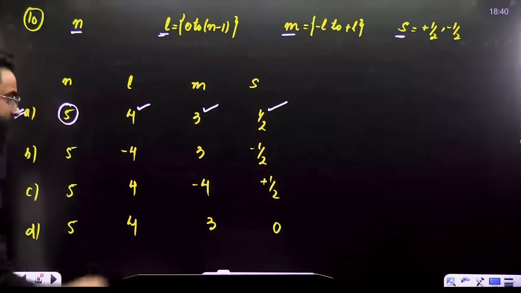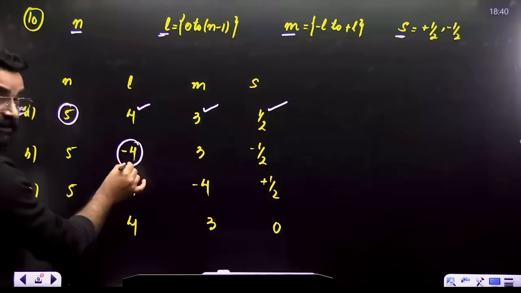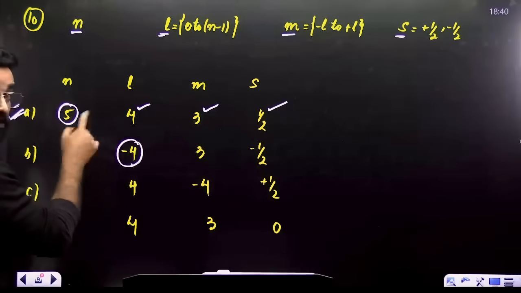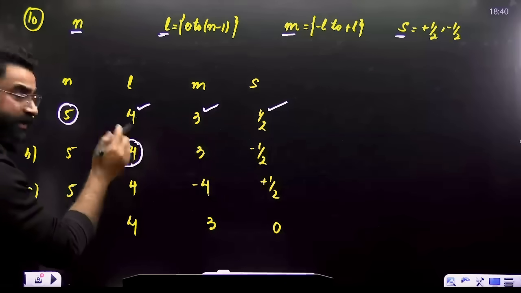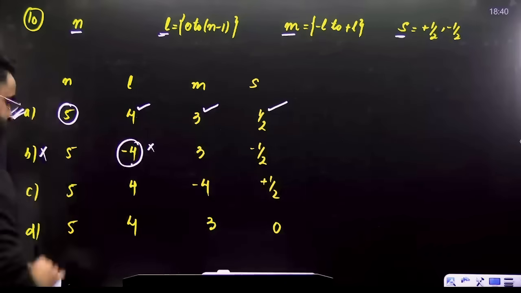Now tell me whether this one is correct or incorrect. This is incorrect. Why is that? Because l value is from 0 to n minus 1, so 0 to 5 minus 1 means 0 to 4. So 0, 1, 2, 3, 4. It cannot be minus 4. So this is incorrect.